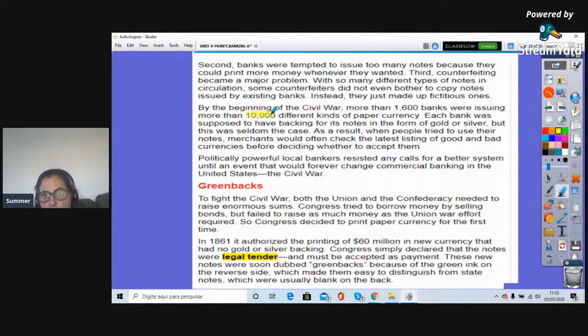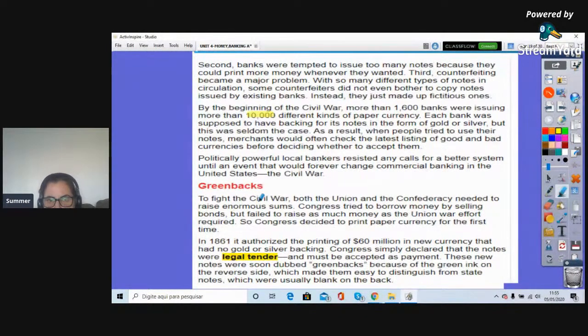And as a result, when people tried to use their notes, the merchants, the sellers, would often check the latest listing of good and bad currency before deciding whether or not to accept the money that was with the person. So politically, local bankers resisted any call for a better system because they were making a lot of money, but it was bad for the public, for the people.